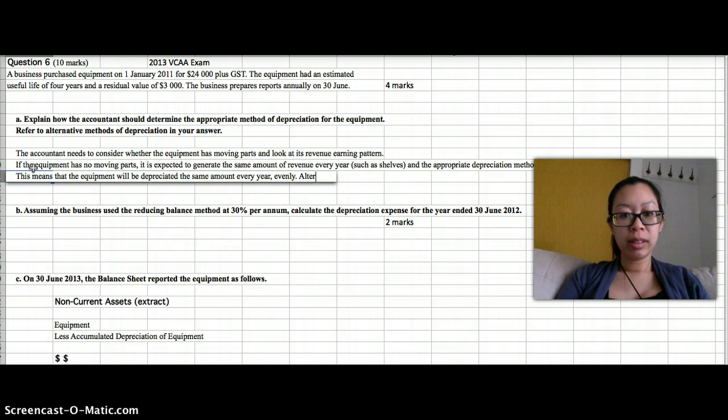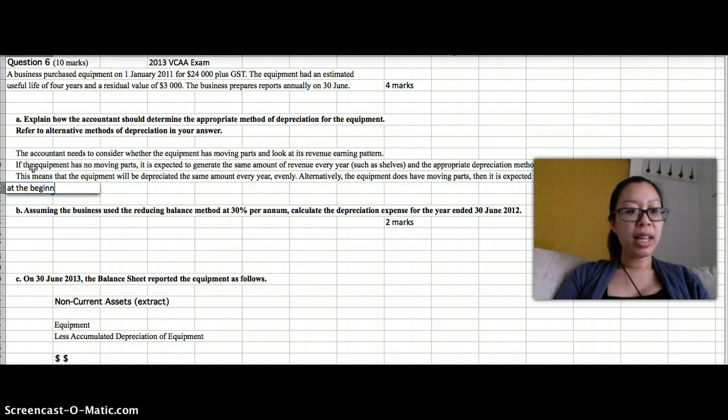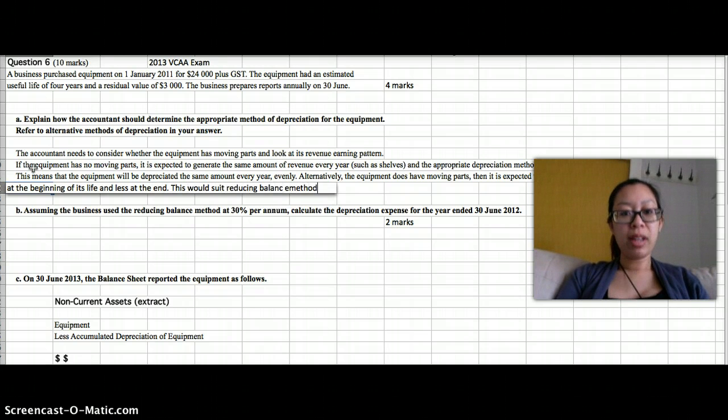Alternatively, if the equipment does have moving parts, then it is expected to generate more revenue at the beginning of its life and less at the end. This would suit reducing balance method, where more depreciation is allocated at the start of the asset's life than the end, and that's 4 marks.